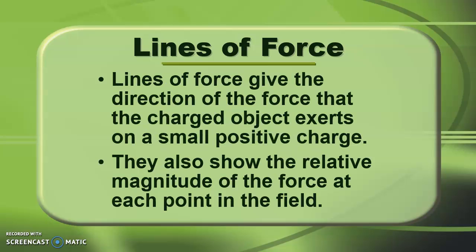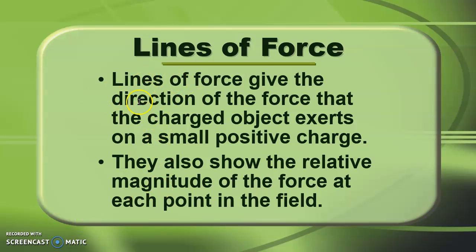You guys got this, cool. Now, Faraday considered each charged object to be surrounded by something that he called an electric field. Through this field, the charged object exerts a force on any other object that ventures into the field. And Faraday represented an electric field by something called lines of force. The lines of force give the direction and the force that the charged object exerts on a small positive charge. They also show the relative magnitude of the force at each point in the field.